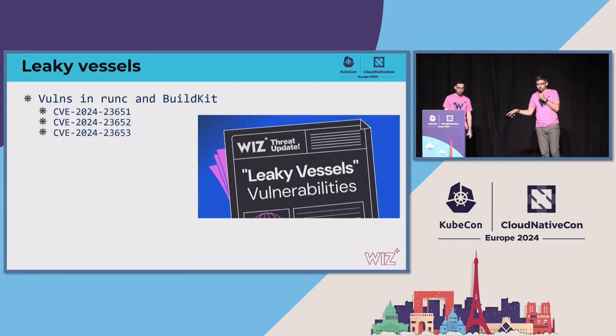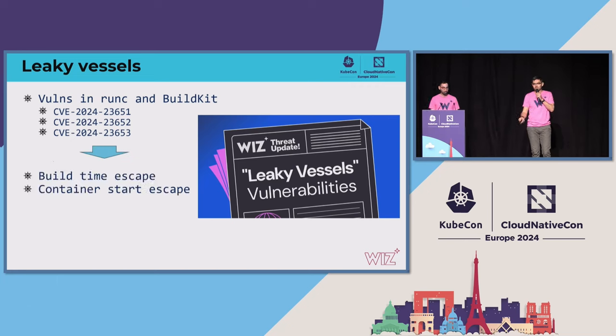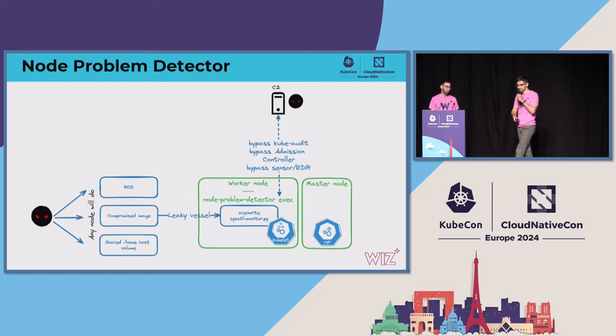Before we put together the demo and attack chain, quickly, I want to talk to you about Leaky Vessels, which was a set of vulnerabilities. Who here heard about Leaky Vessels? Yeah, OK, so I'll be very, very short. A set of vulnerabilities in runC and BuildKit that allows attackers a build-time escape and a container runtime escape. OK, and that's what we're going to use in the demo.